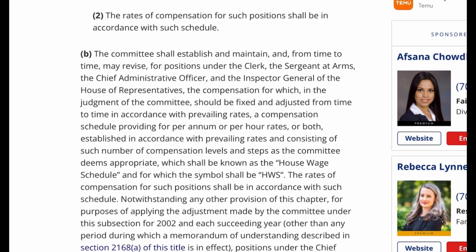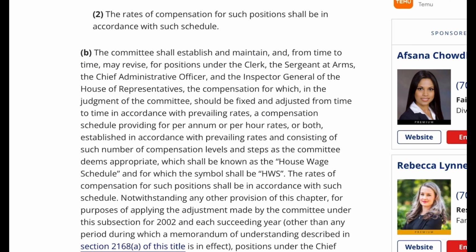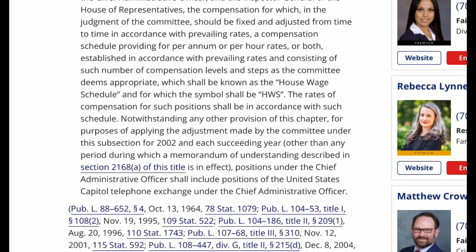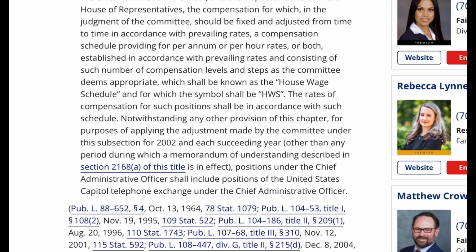B. The committee shall establish and maintain, and, from time to time, may revise, for positions under the Clerk, the Sergeant-at-Arms, the Chief Administrative Officer, and the Inspector General of the House of Representatives, the compensation for which, in the judgment of the committee, should be fixed and adjusted from time to time in accordance with prevailing rates, a compensation schedule providing for per annum or per hour rates, or both, established in accordance with prevailing rates and consisting of such number of compensation levels and steps as the committee deems appropriate, which shall be known as the House Wage Schedule and for which the symbol shall be HWS. The rates of compensation for such positions shall be in accordance with such schedule.